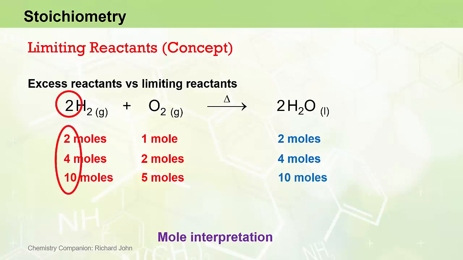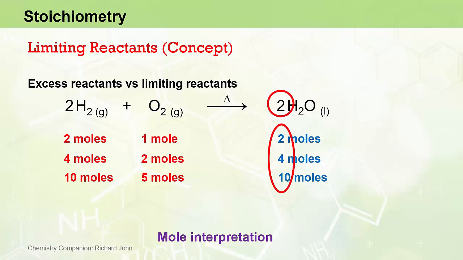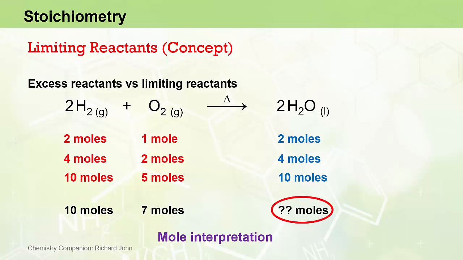Now these numbers here, the 2, 4 and 10, and the 1, 2 and 5, and the 2, 4 and 10 are in the same ratio or same proportions as the stoichiometric coefficients in the balanced chemical equation. But what happens if we are not presented with reactant amounts in the same proportions? For example, imagine we started with 10 moles of hydrogen and 7 moles of oxygen. How many moles of water would be produced?